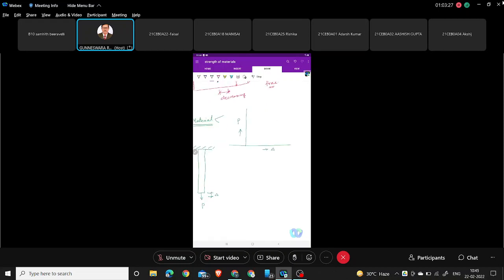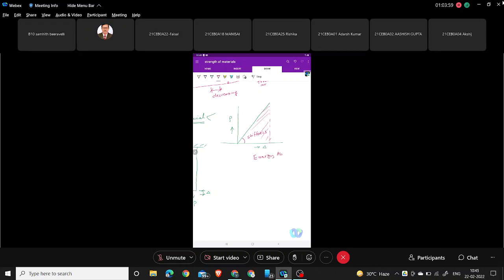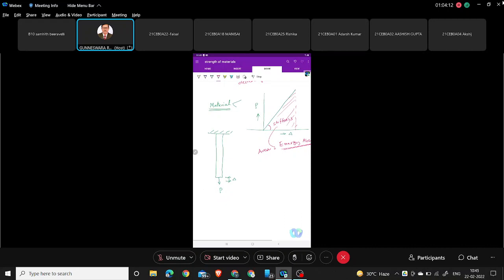Okay, so this response is linear. It is assumed to be linear. Micro cracks are present, so this is non-linear, but let us not think much about it. It is linear, and this slope is called stiffness. Okay, so the slope is called stiffness, and the area is called energy absorbed. Okay, so the area is energy absorbed, P is the force, the axial force, and delta is the deformation.